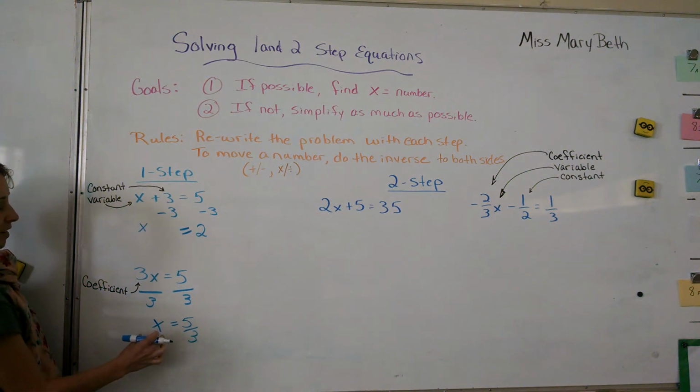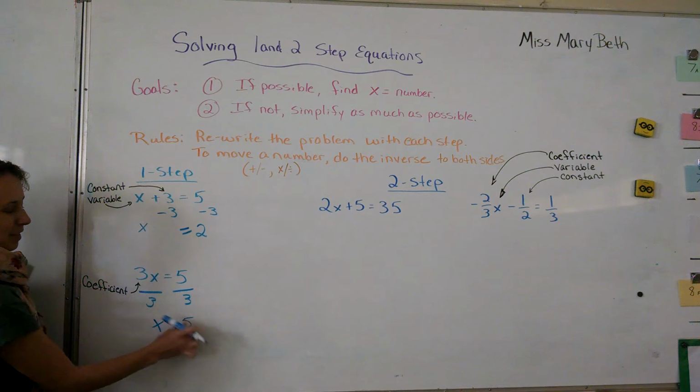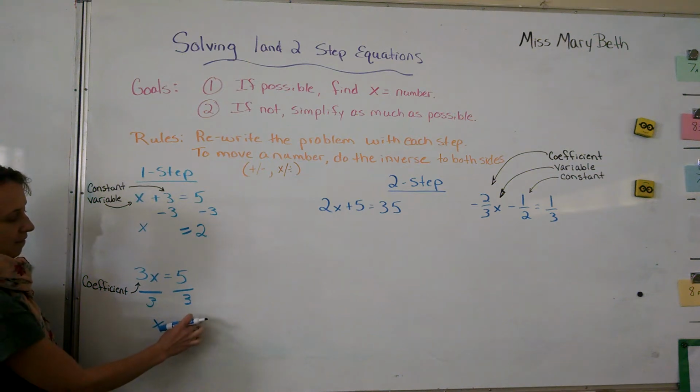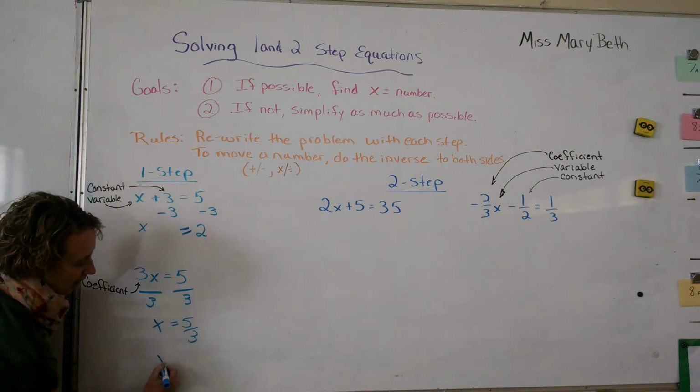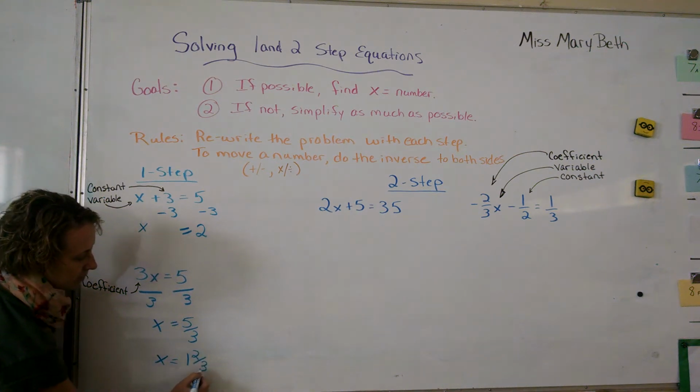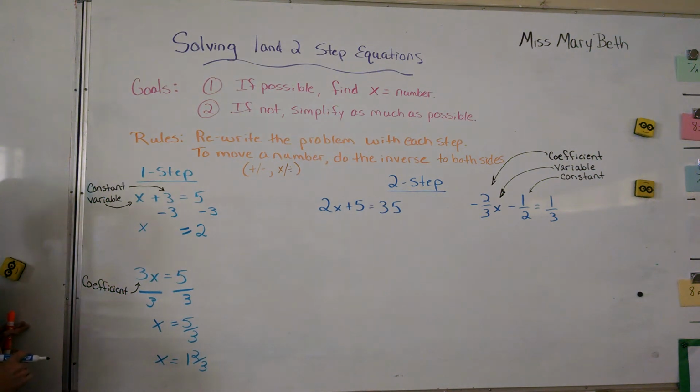Now that's what I wanted. I wanted to get down to x equals a number. But this isn't quite its simplest form. Let's simplify this a bit more. 5/3 is an improper fraction, 5 is more than 3. I can rewrite this as x equals 1 2/3, and that would be my best answer.